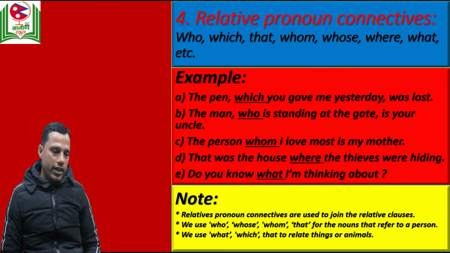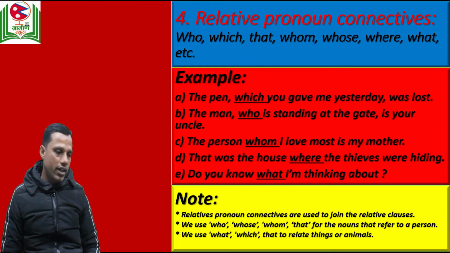Okay, let's see example number A. Yes, in number A we have the pen which you gave me yesterday was lost. Number B, the man who is standing at the gate is your uncle. Number C, the person whom I love most is my mother. Number D, that was the house where the thieves were hiding. Let me repeat this once again. That was the house where the thieves were hiding. And number E, we have, do you know what I am thinking about?